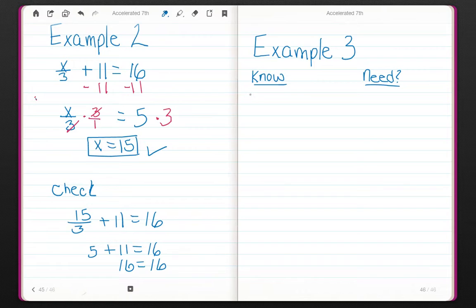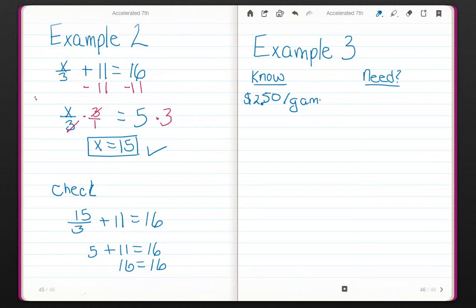So I know I'm spending $2.50 per game. I know I'm spending $2 for shoes. And I know that I'm spending $14.50 in total. What do I need? I'm looking for the number of games that I bowl. So I know I have a total. So $14.50 is my total.